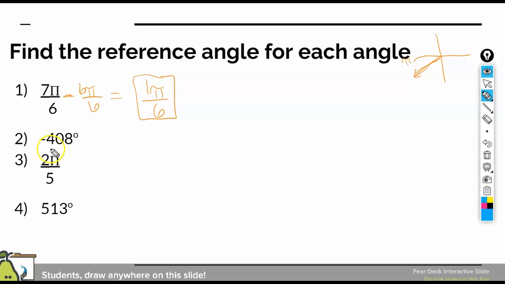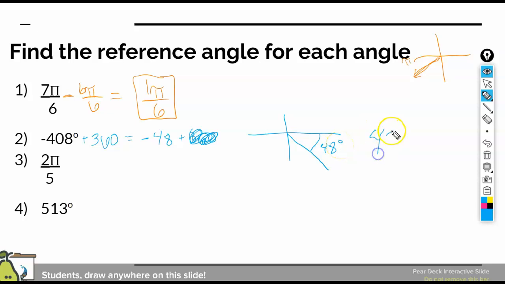For this one, the first thing I notice is it's negative. So if I add 360 to it, that's going to be negative 48. Actually, I can just think about negative 48 for a second. Negative 48 just means it goes backwards 48 degrees. Well, that's going to be its distance from the x-axis, so that means that its reference angle is just going to be positive 48 degrees. That would be the reference angle there.